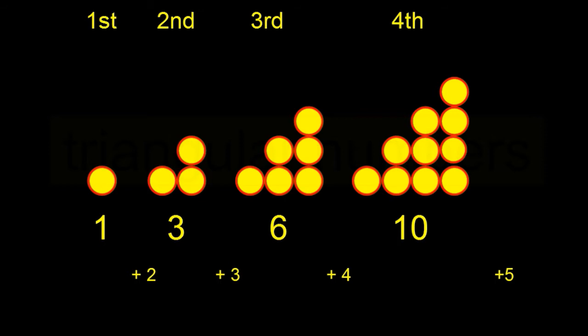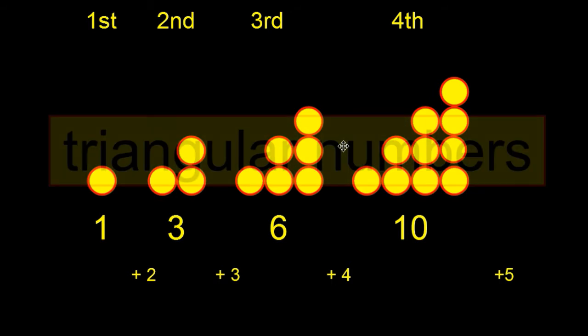We can also see this with the shapes. This is the first pattern. For our second pattern, we added 2. For our third pattern, we added 3. For our fourth pattern, we added 4. What do we call these numbers, though? They're not squares, they're triangles, so we call them triangular numbers.